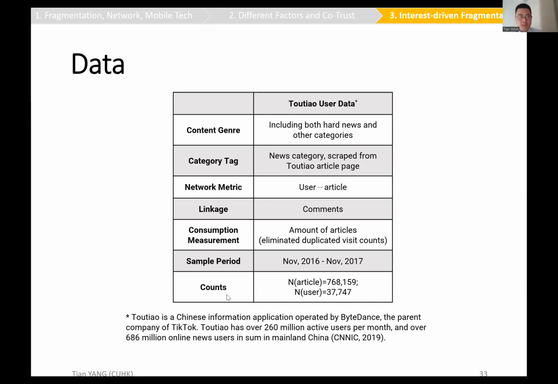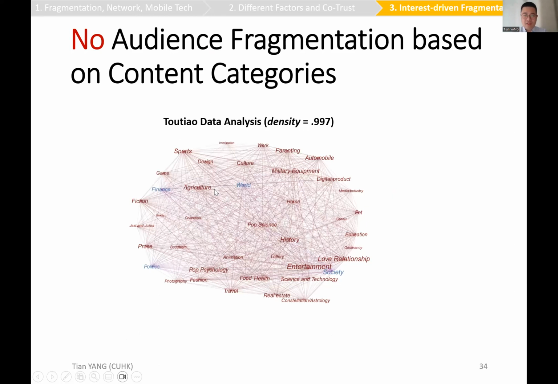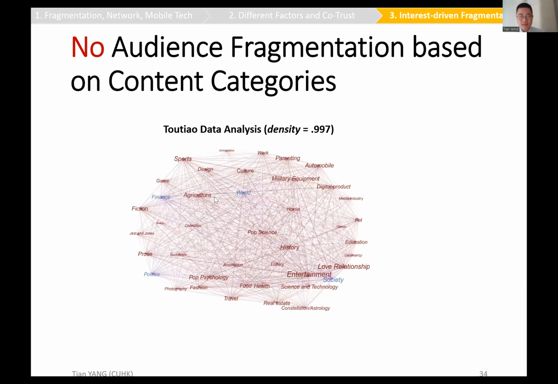So Toutiao, the platform we look at, also has a very, very powerful recommendation algorithm. It can curate one's feed page. So you can imagine if someone has a tendency to isolate him or herself in a topical filter bubble, then the data from Toutiao definitely will allow us to find a more prominent pattern of it, right? However, that's not the case. So let me start to talk about the result.